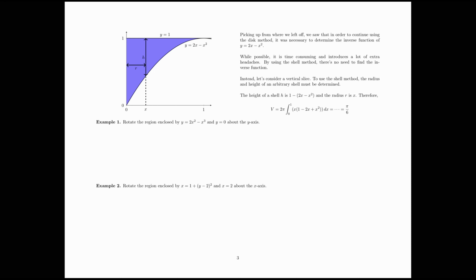All right, so let's take a look at example 1. We want to rotate the region enclosed by 2x squared minus x cubed and y equals 0 about the y-axis. So let's go ahead and sketch our region here.